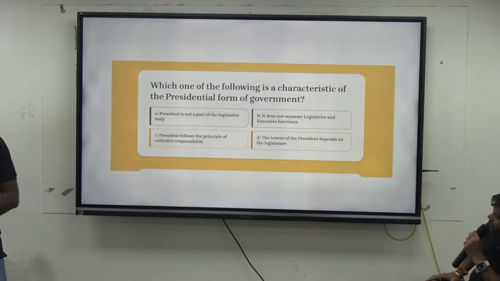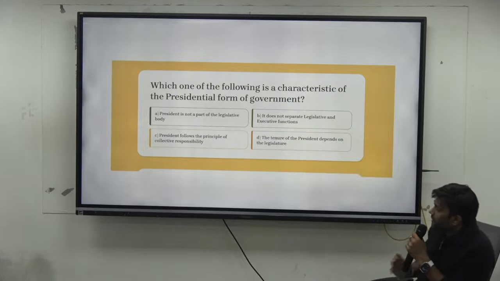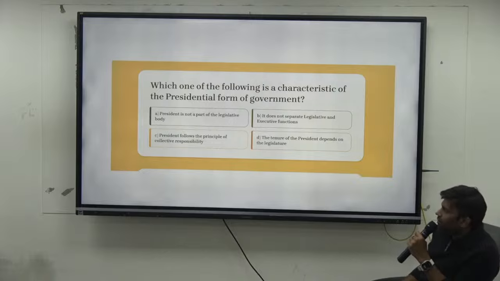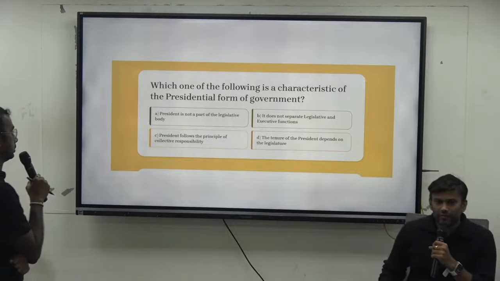Which one of the following is the characteristic of a presidential form of government? Read all the options. Option A: President is not part of the legislative body. B: It does not separate legislative and executive functions. C: President follows the principle of collective responsibility. D: The tenure of the president depends upon the legislature. What will be the answer?